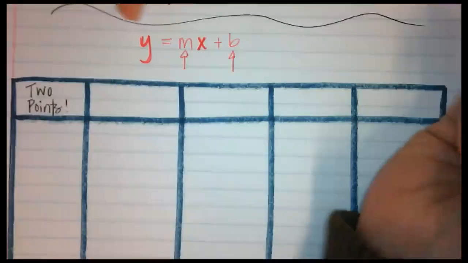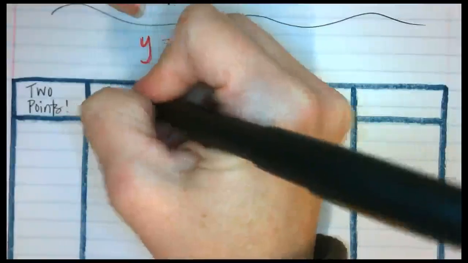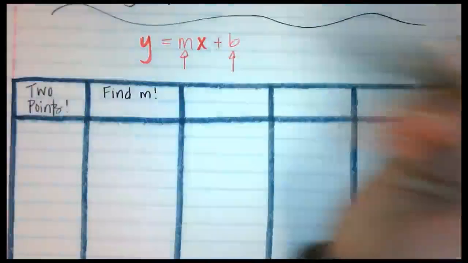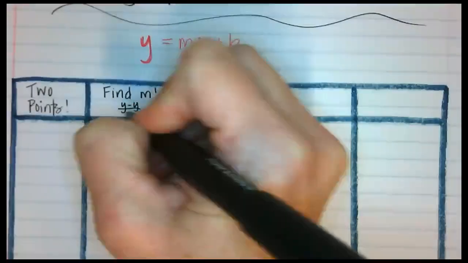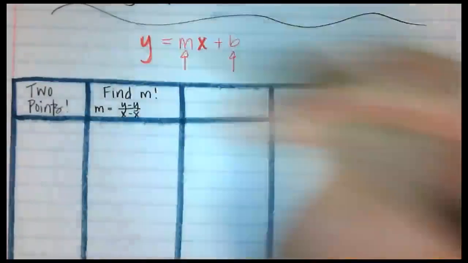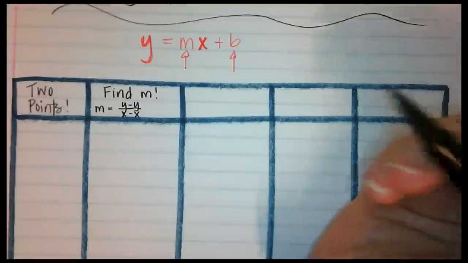In order to write y equals mx plus b, the first thing we need to do is find the m. A few things about finding the m: we need to do y minus y over x minus x, and that will give us the value of m.